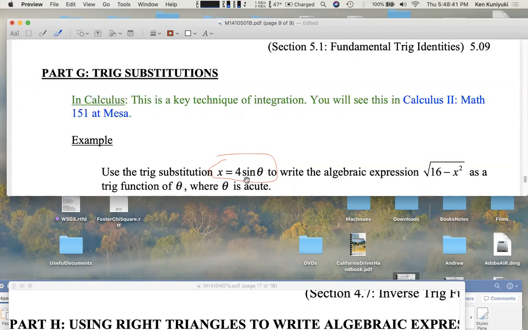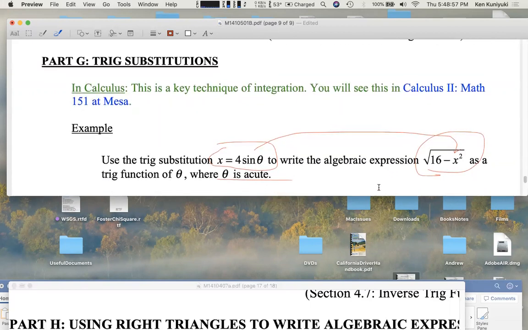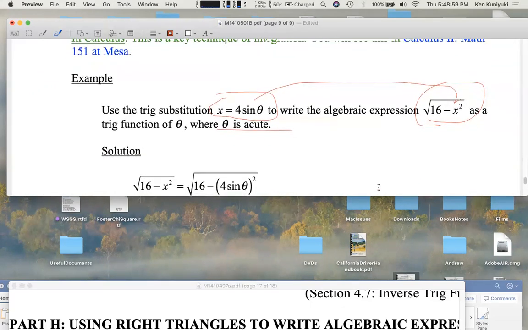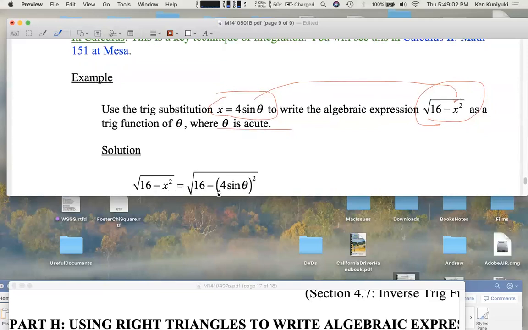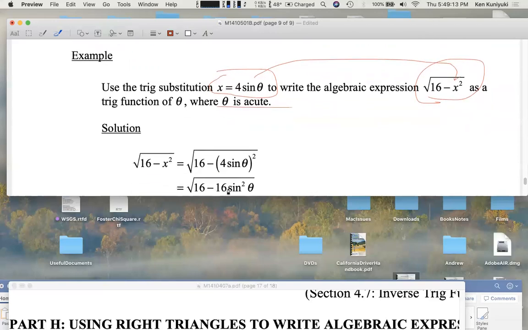So what we're going to do now is substitute 4 sine of theta in for x here, and then simplify. We're going to assume for now theta is acute. All right, we start with the square root of 16 minus x squared. We substitute x with 4 times sine of theta. When you square a product, you square each factor. The square of 4 sine of theta is 16 sine squared of theta.